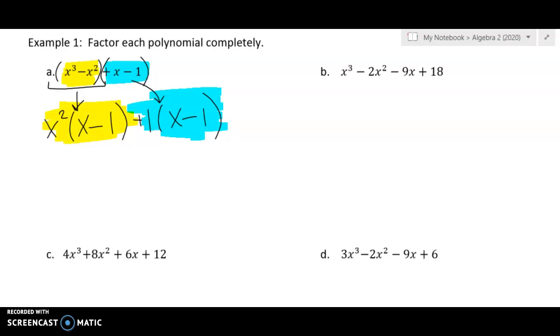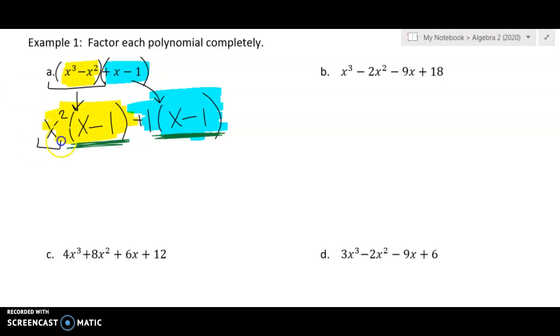Okay, what you need to notice is that, see the parts in parentheses? I'm underlining them green. Those have to match. See how they both have X minus 1? That has to happen. If you did it correctly, those will match.